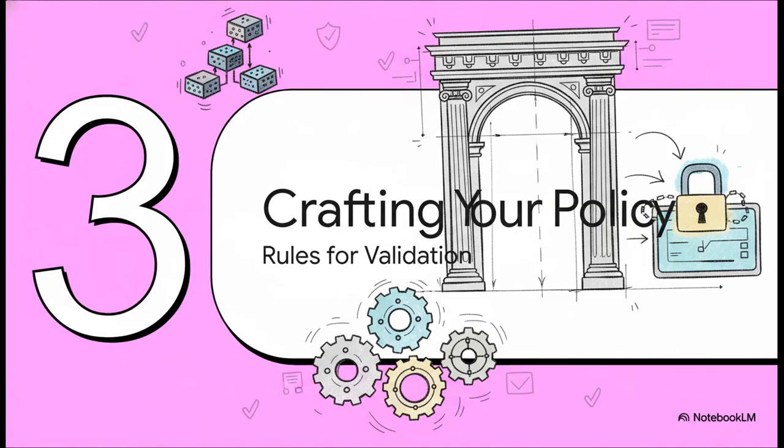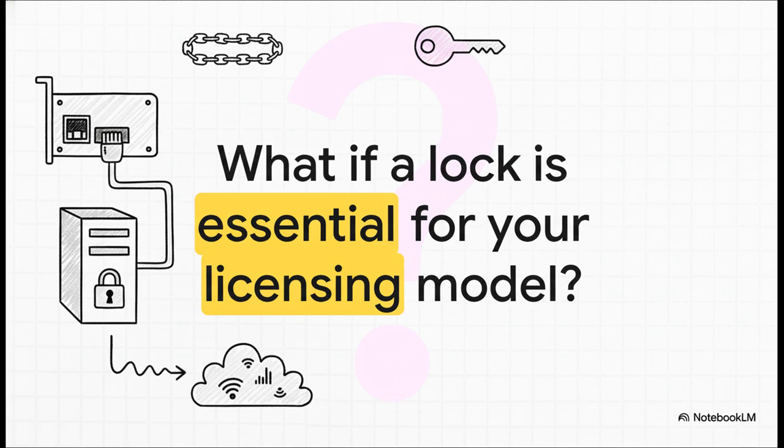Okay, so we've got our building blocks. Now it's time to put on our architect hat and actually craft a policy. This is where we define the rules for how strictly the application is going to enforce these locks when it validates a license. So let me ask you this. What happens when a specific piece of hardware is just absolutely essential for your application to run? Maybe your software requires a network connection, and you want to be 100% sure a network card is always present. What do you do then?